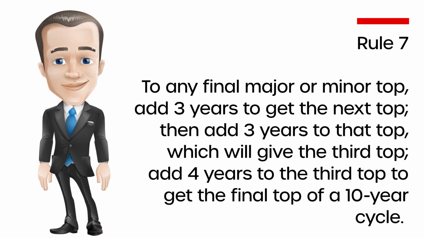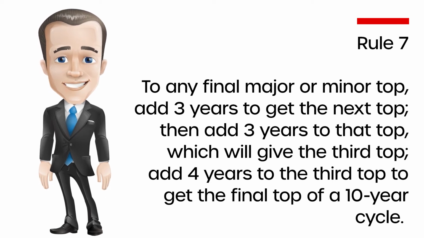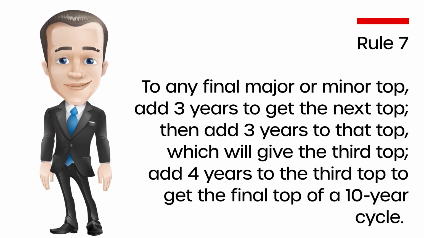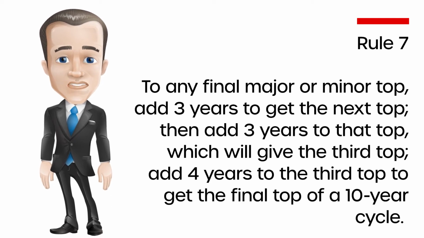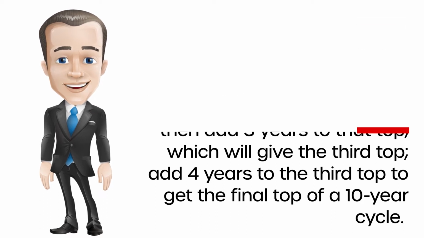1917 low of panic, then add 4 years to 1917 gives 1921 low of another depression. Rule 7. To find any major or minor top, add 3 years to get to the next level, and add 3 years to the top, which will give you the third top. Add 4 years to the third top to get to the final top of a 10-year cycle. Sometimes changes in a trend from any top occur before the end of a regular time period. Therefore, you should begin to watch the 27th, 34th, and 42nd months of reversal.